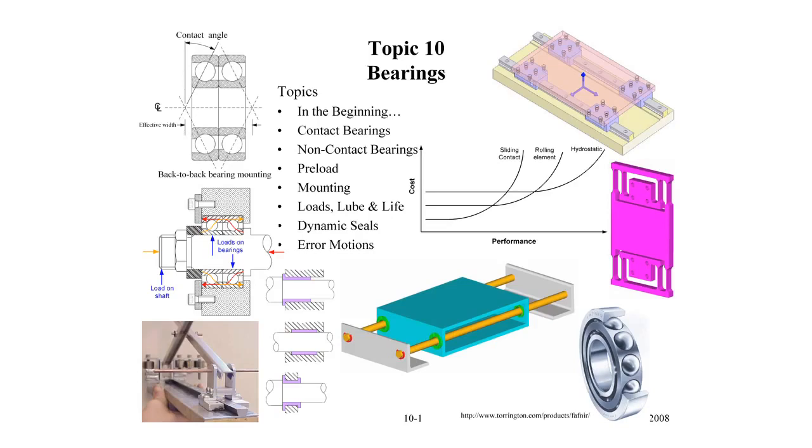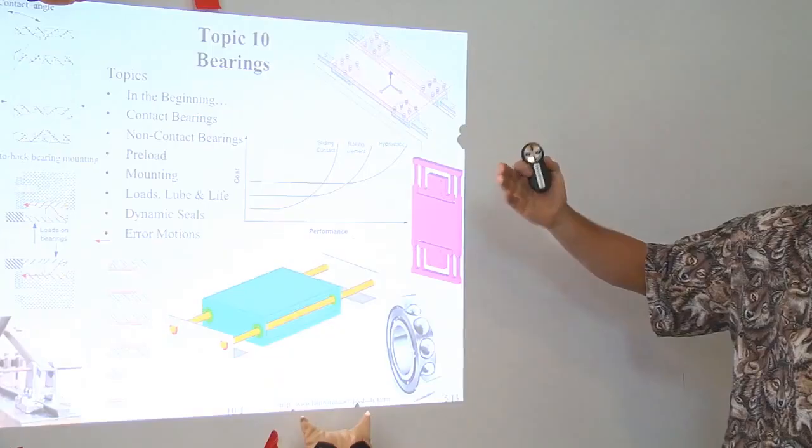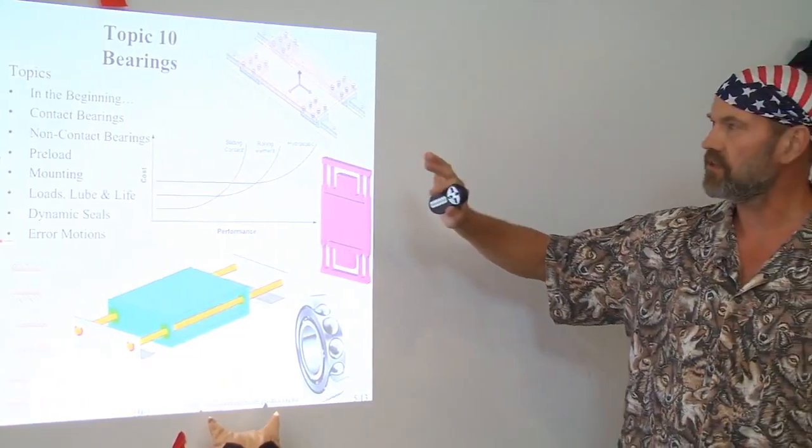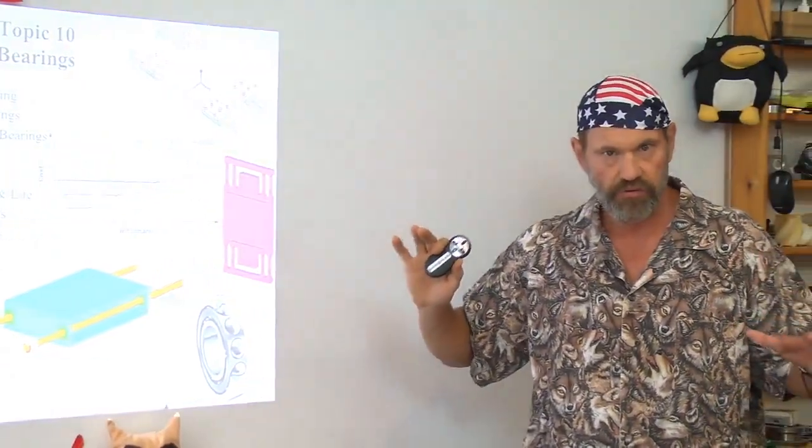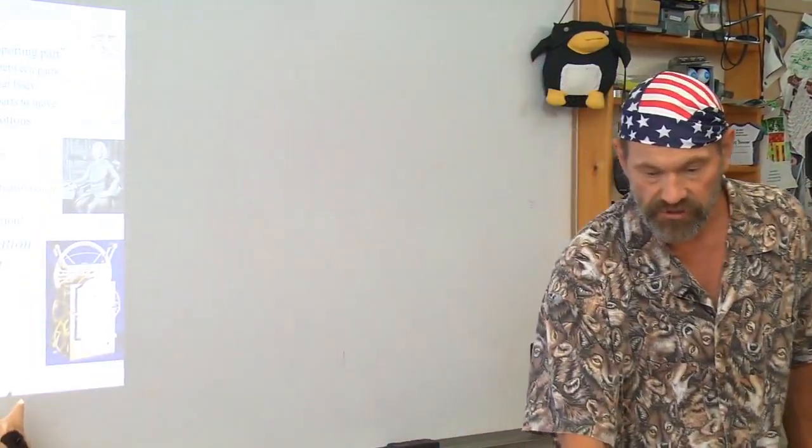In general, we'll group them into contact bearings and non-contact bearings. In discussing each of these different types of bearings, we'll look at issues like preload and mounting, in other words, how you use the bearings and how it affects the life and function of the bearing. Let's dive right into the beginning.